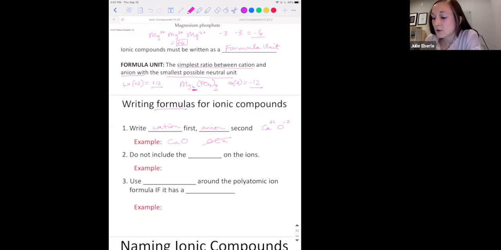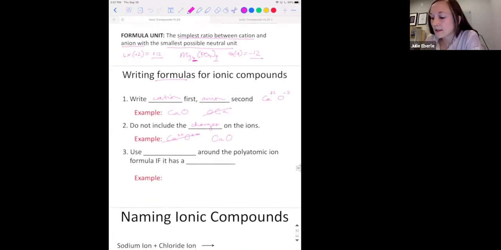Secondly, do not include the charges on the ions. You do not need to write Ca2+ O2-. Those are implicitly understood. Okay, you can figure that out for any ion. So that's not what we want to do. We just write the letters.